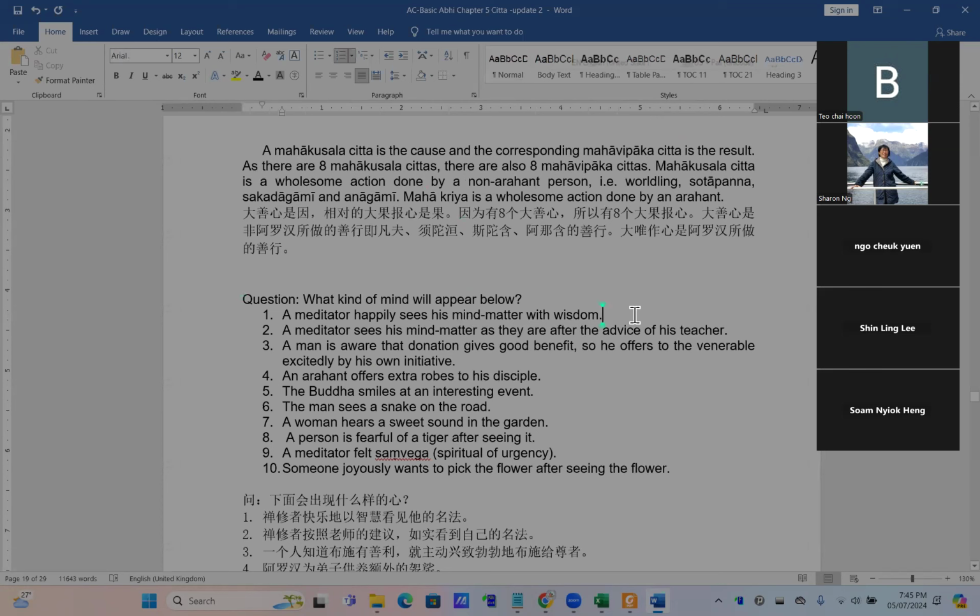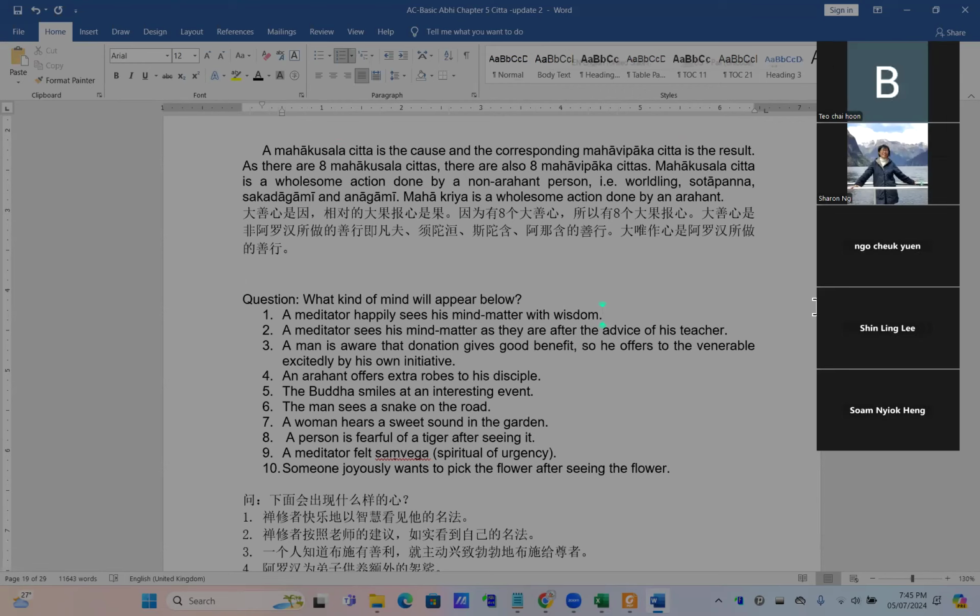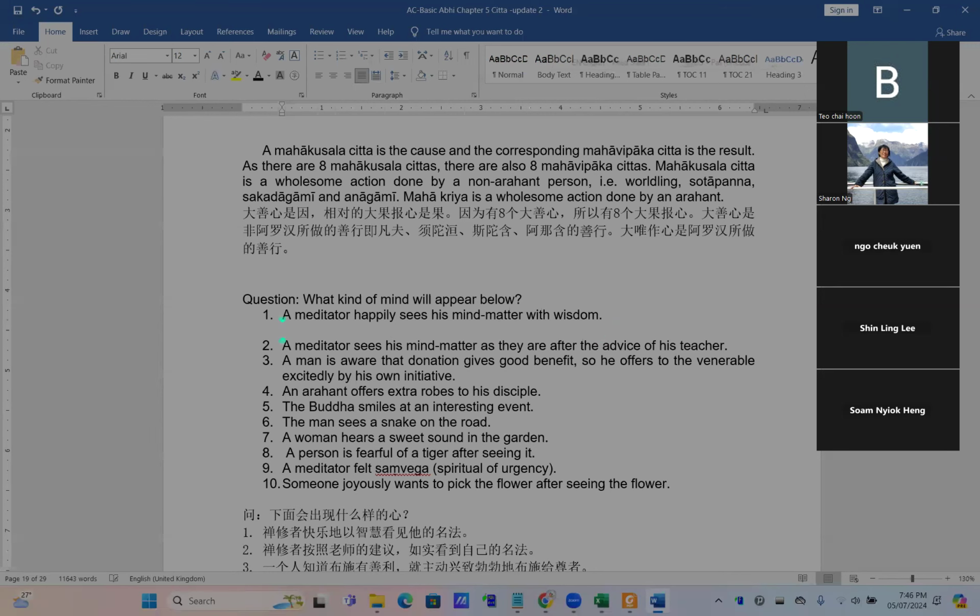This means that when you're practicing your vipassana, what kind of citta would it be? Shilin, you can try first. Just hold on, need time to think. What kind of mind would it be? Is it wholesome or unwholesome? Think about that first. Wholesome. Okay, wholesome will be? Kusala. Okay, Kusala. Yes.